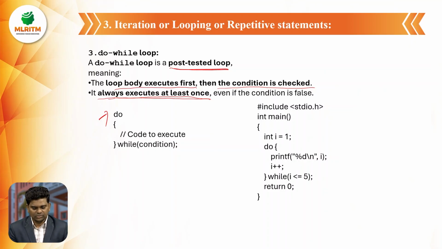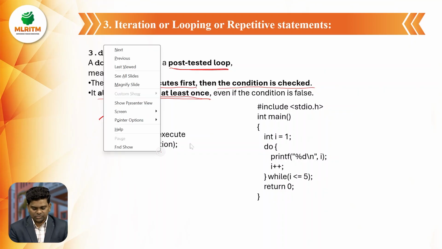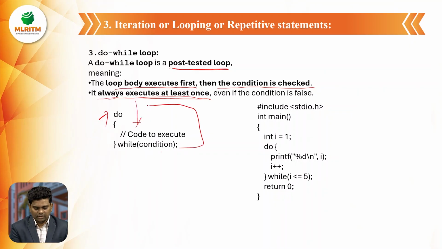How does this do while execute? The compiler directly executes the block of statements in the do part. Then it checks the condition. If it is true, it again executes the block of code, or group of statements, then checks the condition. This process continues until the condition becomes false, then it skips the do while statement. So that is the syntax and working.